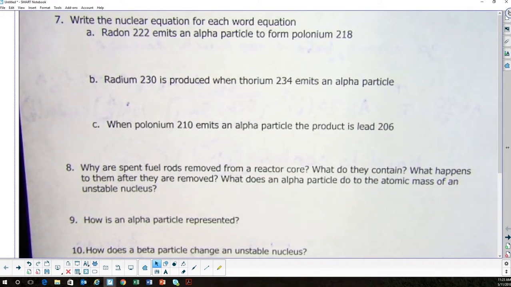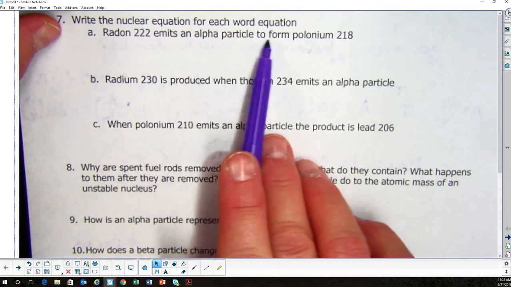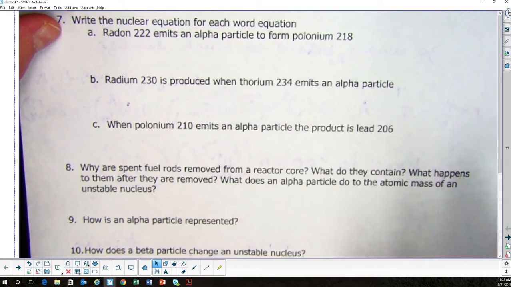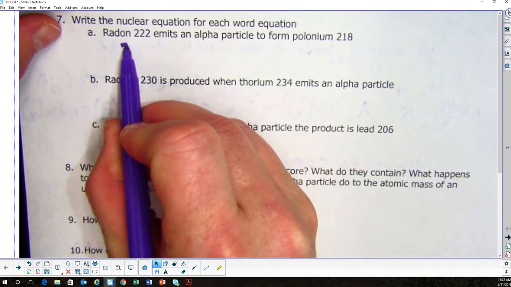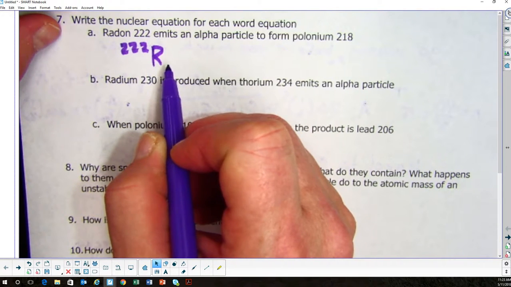Write the nuclear equation when you're given it in words. So we're going to do the first one. Read the whole thing first. So it says radon-222 emits an alpha particle to form polonium-218. What do I start with? 222 radon. Radon. 222 R, and is radon RA or RN?